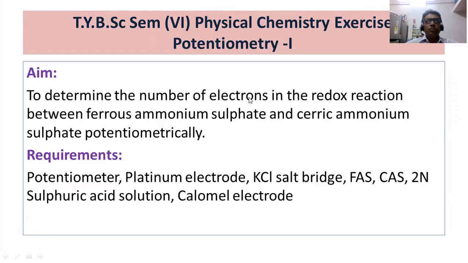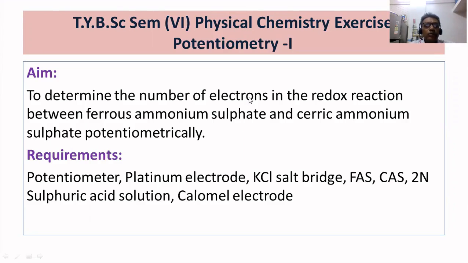Related to the syllabus of physical chemistry, there are two potentiometry experiments given. So this is the first experiment, potentiometry first, to determine the number of electrons in the redox reaction between ferrous ammonium sulphate and cerric ammonium sulphate potentiometrically. So we have to perform the potentiometry experiment. What are the requirements of this experiment?